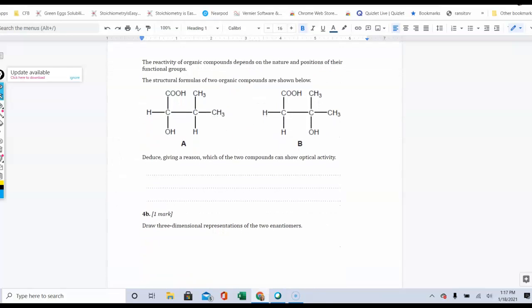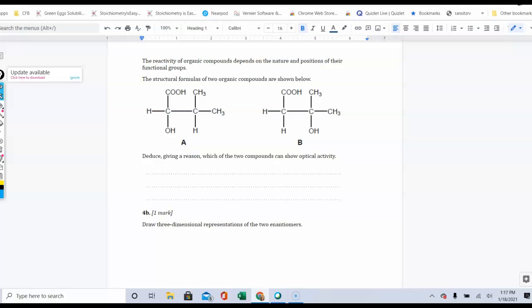The reactivity of organic compounds depends on the nature and positions of their functional groups. The structural formulas of 2 organic compounds are shown below. Deduce, giving a reason, which of the 2 compounds can show optical activity. So that means that we are looking for the one that has a chiral center, and so we are looking for 4 different things. And here is my 4 different things right here.